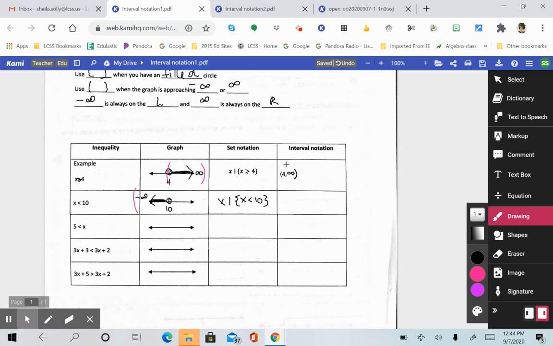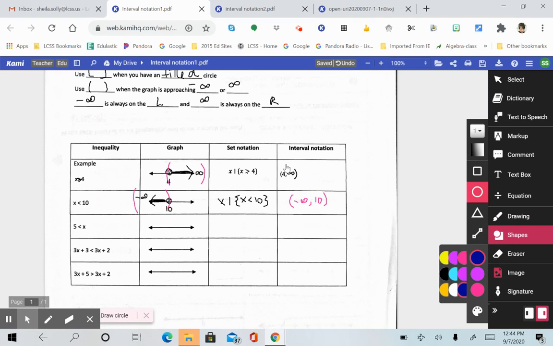A parentheses at negative infinity and a parentheses at 10. We always read left to right. So our interval notation: parentheses, negative infinity, comma, 10, parentheses. This means our interval is any number from negative infinity to positive 10.